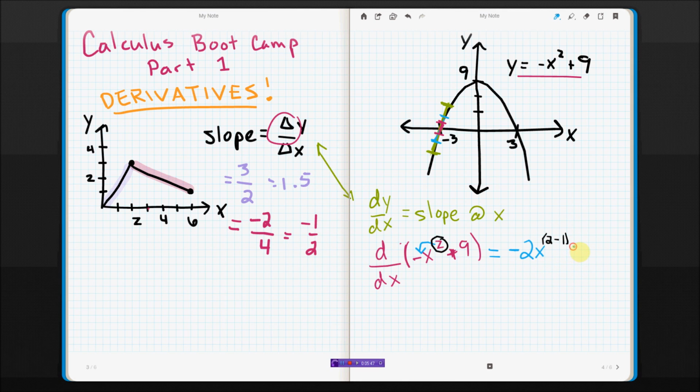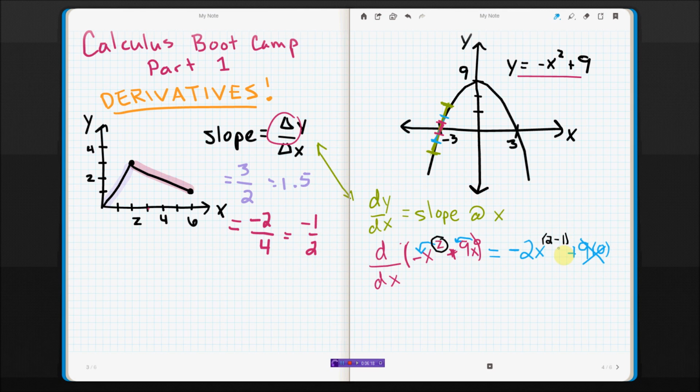Then I have a plus. Put the 9 there. Well, here's a problem. I have no x. But really what you're doing is there was an x there. It was just an x to the 0th power. Like that. So when I do my little trick, it brings that 0 down in front, and I end up with 9 times 0, which ends up being 0.